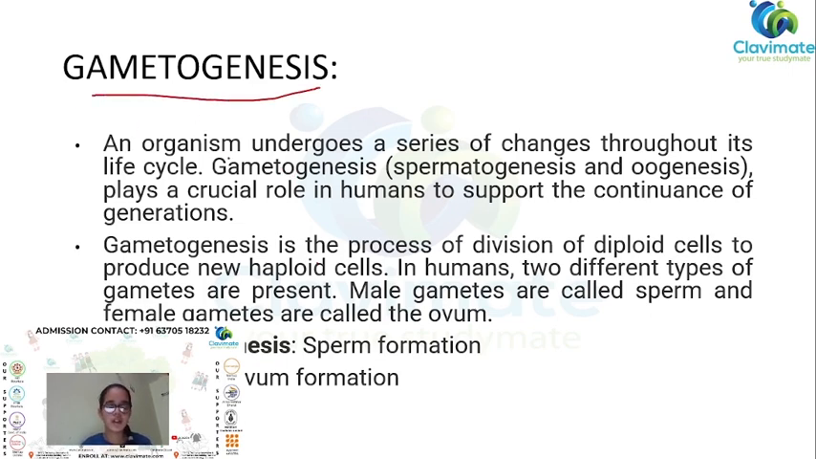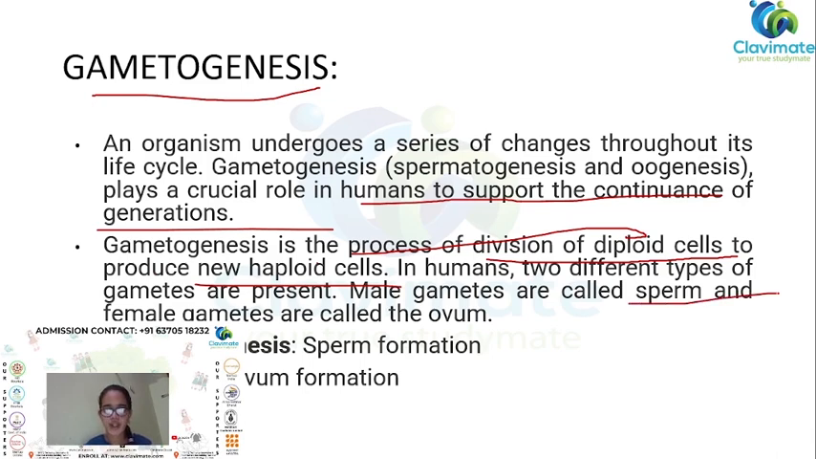An organism undergoes a series of changes throughout its life cycle. Gametogenesis plays a crucial role in humans to support the continuance of generations. Gametogenesis is the process of division of diploid cells to produce new haploid cells. In humans, two different types of gametes are present. One is the male gamete called sperm, and the other is the female gamete called ovum.